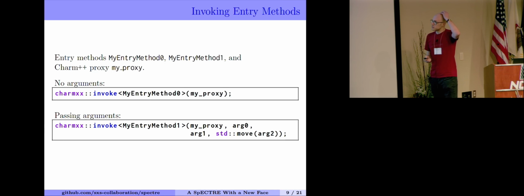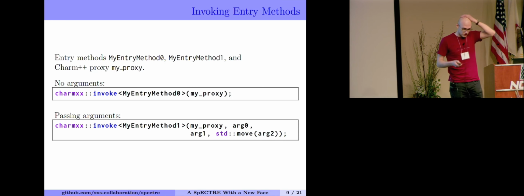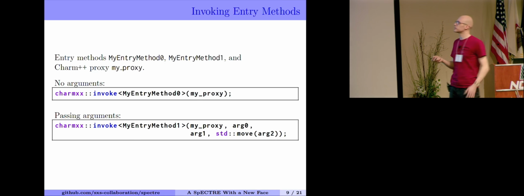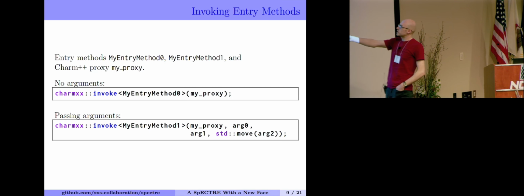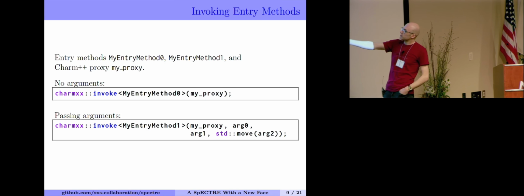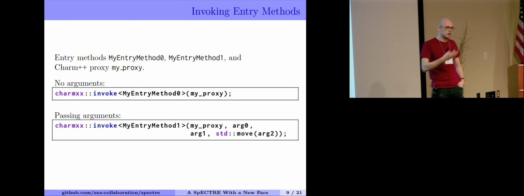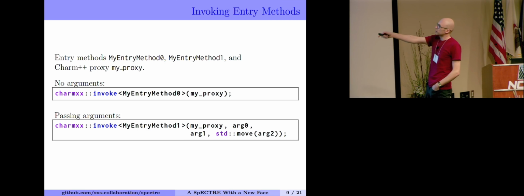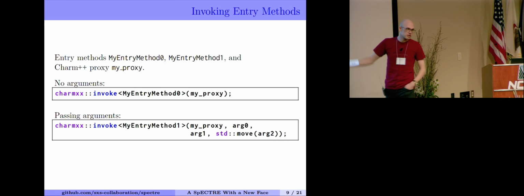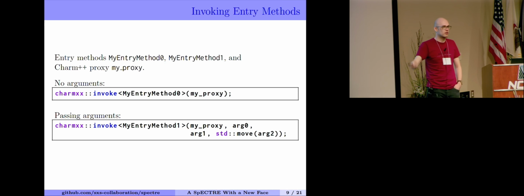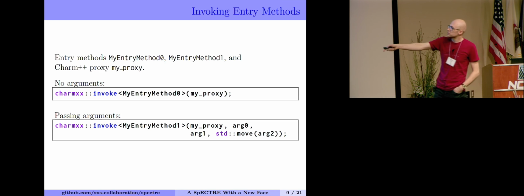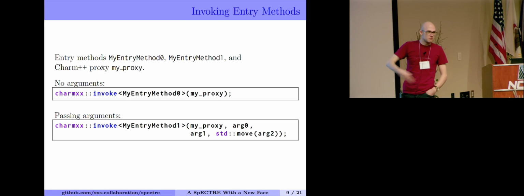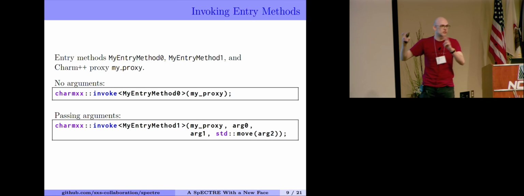So the way that you want to invoke a function is you just call it, right? Let's say we have an entry method 0, entry method 1, and some Charm++ proxy called myProxy. This can be an array, a singleton, whatever. I want to invoke entry method 0, and entry method 0 doesn't take any arguments, so it's just a function. Then what I say is, here charmxx is just a namespace I've given for Charm++ code.